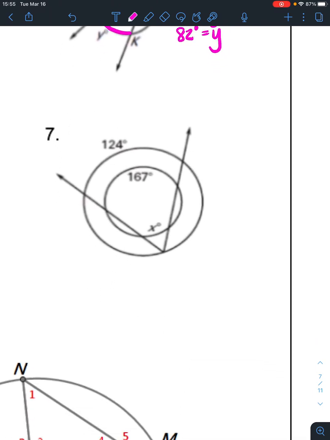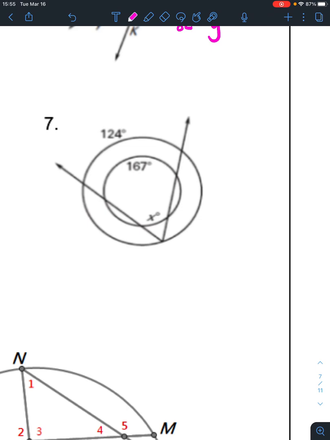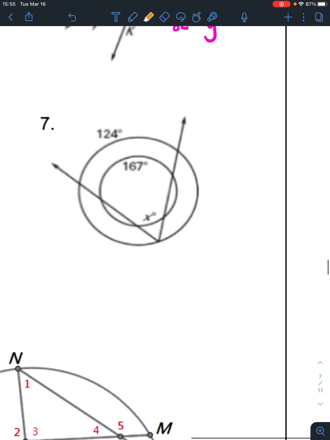Now, I'm going to go to 7 first, then we'll come back to 6 because 6 is a little tough. So 7, it just kind of depends on what you see first. If you look at this inside circle first, because of what we've been talking about, what you're going to find is that we don't have enough information to be able to do this problem because I don't have an angle and one of my arcs is missing also. So you've got to have 2 arcs and 1 angle. So you've got to have 2 of the 3 pieces to be able to find the missing one.